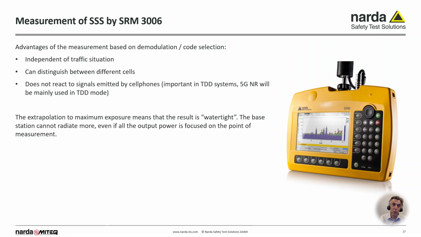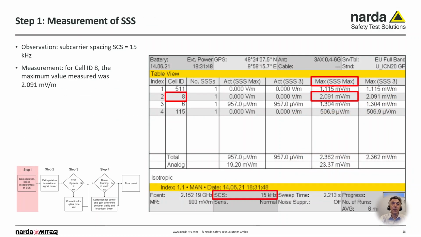You can only do it with a code selective measurement or a measurement which is doing the extrapolation to the maximum value. Okay, but more precisely than just taking the factor 1000. So let's have a look at how it looks on the SRM. If we do such an extrapolation, here on the left-hand side you will see where we are in our block diagram. So at the moment, we are at the demodulation-based measurement of the SSS.